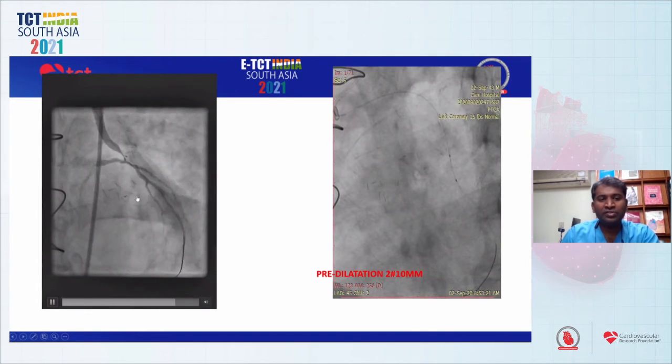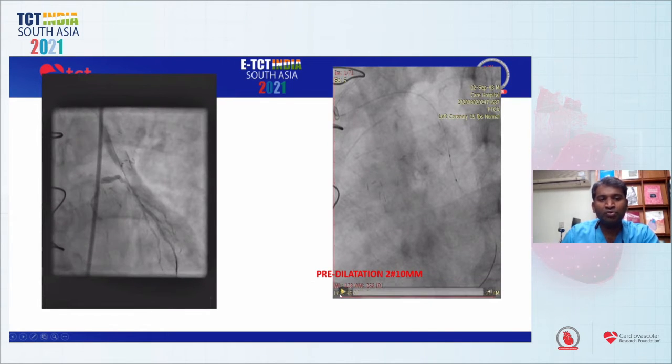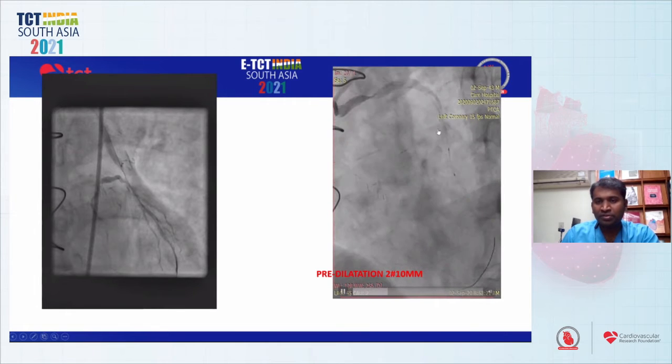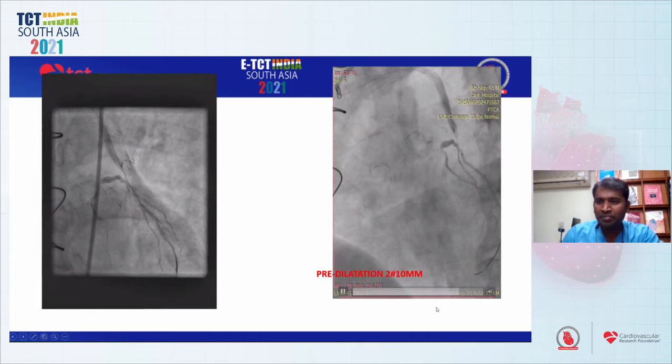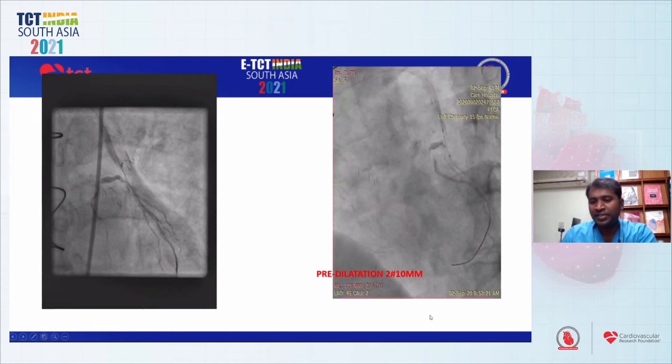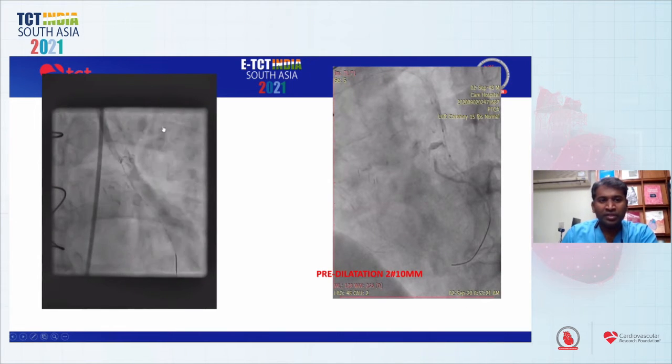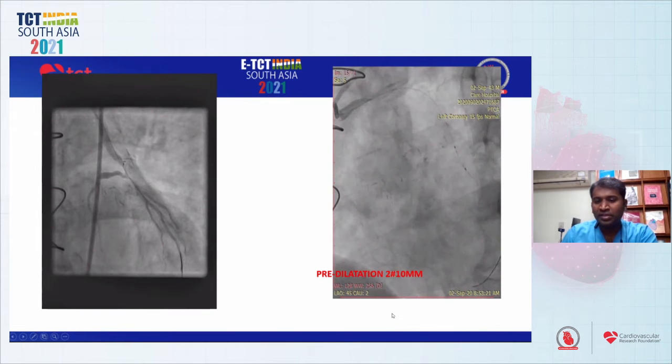Initially, there was difficulty in crossing the wire because of the distal lesion. A Cougar blue wire was crossed, and we pre-dilated with 2 into 10 mm. The lesion was inadequately pre-dilated. If you see, there was a gross discrepancy between the distal and the proximal vessel.